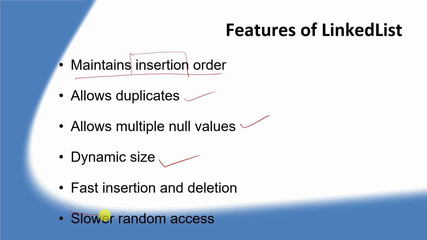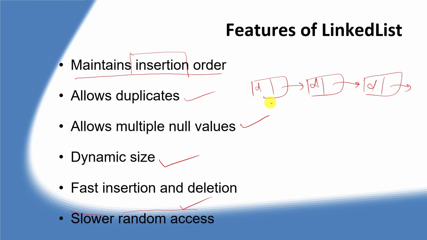In the last point it is mentioned, slower random access. Since in a linked list we have it like this, right? A reference variable points to another node. So if you want to fetch data, to get access to the data at a particular node, then we need to traverse through each node. That's why slower random access. And fast insertion and deletion, because there will be a change of reference variables and we can insert or delete a node in between. So that's why insertion and deletion is faster in a linked list.